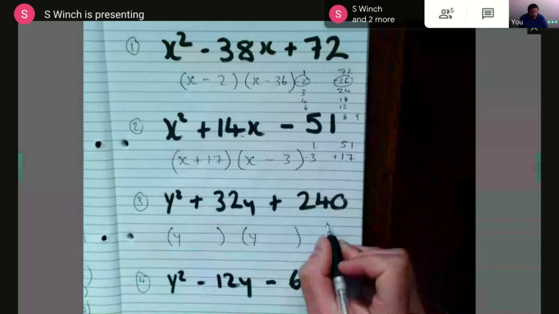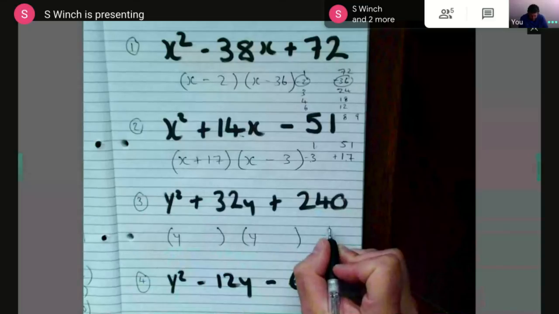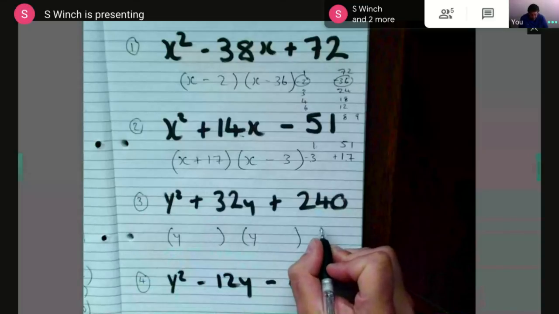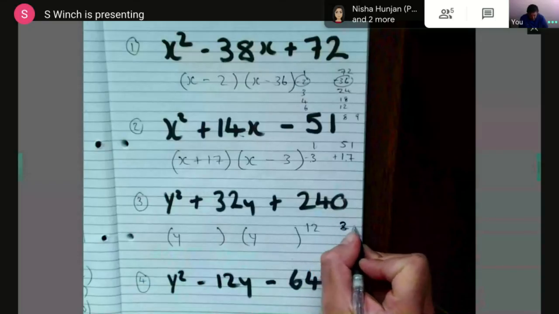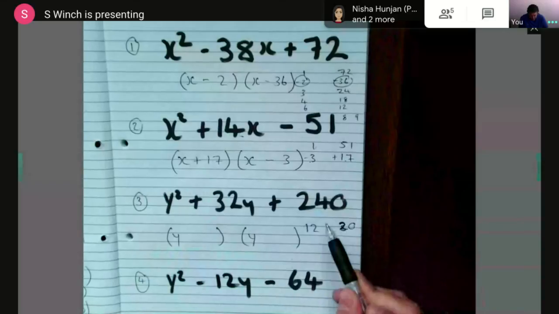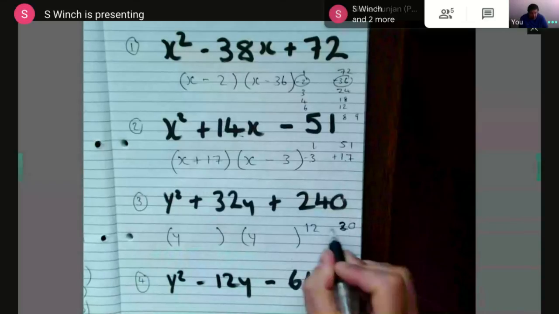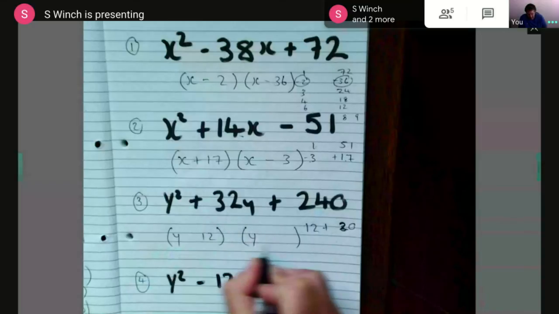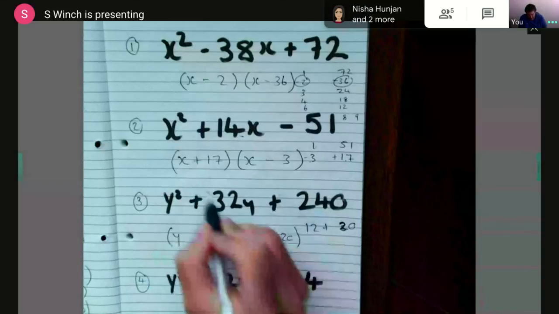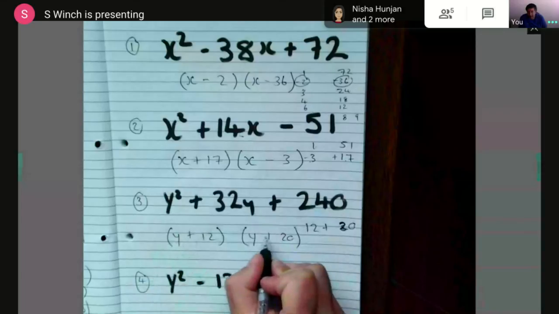The factors of 240, which we won't write them all out, but I can see jumping out at me that 12 and 20 make 240. And also using 12 and 20, if you add them both together, of course, you get 32. So we're going to have 12 in here, 20 in there, and they're both positive signs. So nice and easy, this one. We're going to have two positive signs in there.